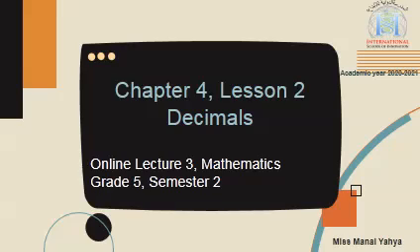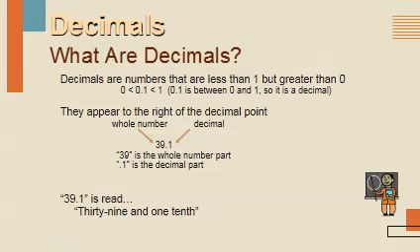Hello grade 5. Today we are going to explain a new lesson, which is lesson 2 in chapter 4, and it talks about decimals. So first of all, what are decimals? Decimals are numbers that are less than 1 but greater than 0. Also, decimals are numbers that are greater than 3 but less than 4.